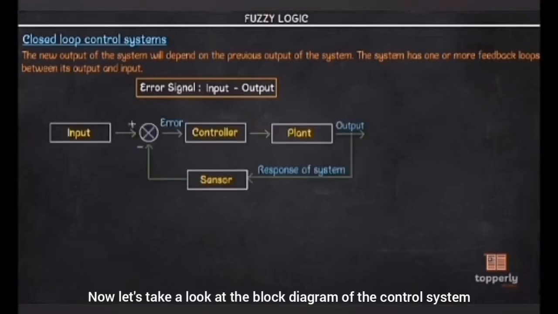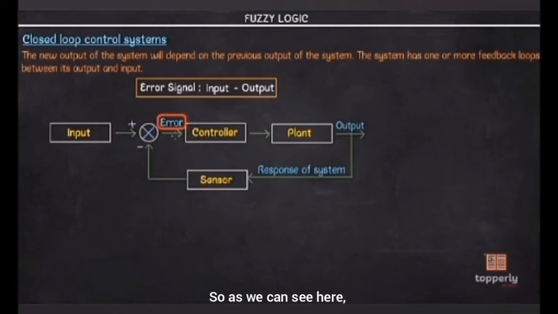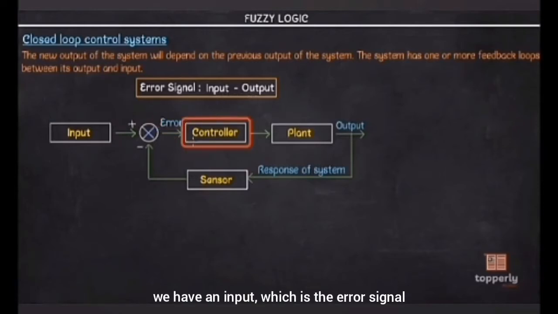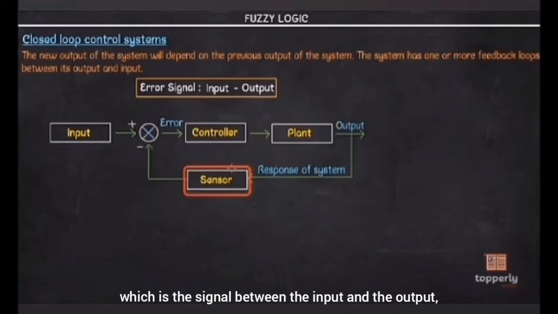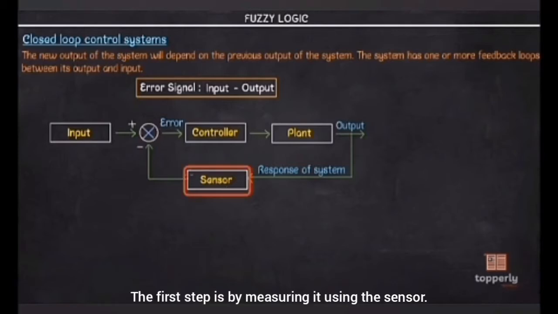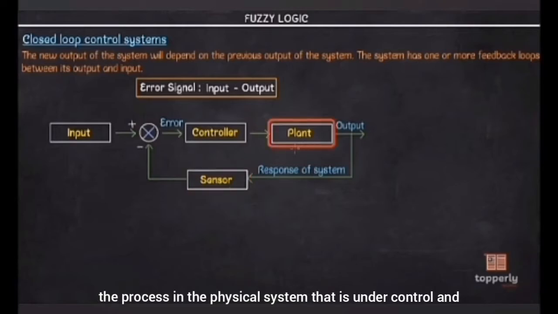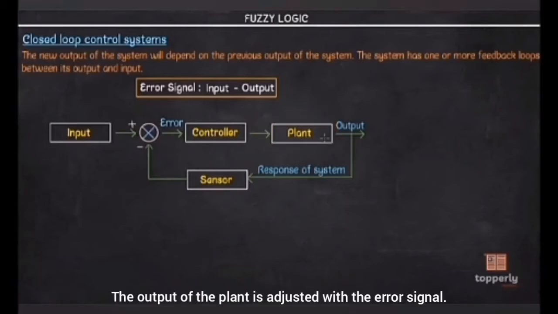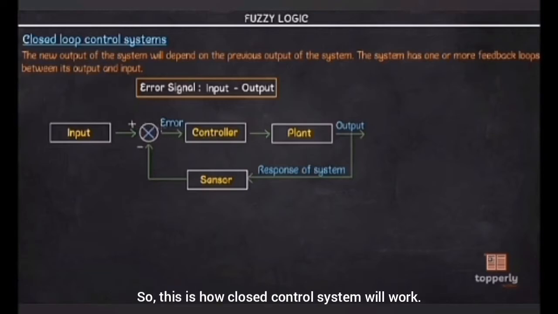Now let's take a look at the block diagram of the control system. As we can see here, we have an input, which is the error signal between the input and the output, a controller, the process, and a sensor. The first step is measuring using the sensor. The sensor will measure the control signal, and the process in the physical system that is under control is executing the control process. The output of the plant is adjusted with the error signal. So this is how a closed-loop control system works.